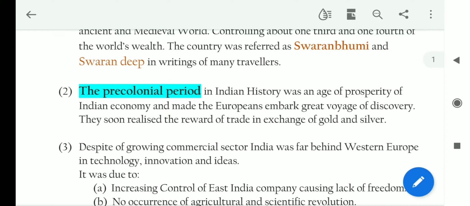Now here we are talking about the period before British rule. At that time India was very prosperous. Even our nation's prosperity made Europeans start a great journey of discovery, and they realized that it was beneficial to trade with our country. Soon they realized that it was great to trade with India. So before British rule our India was very prosperous.